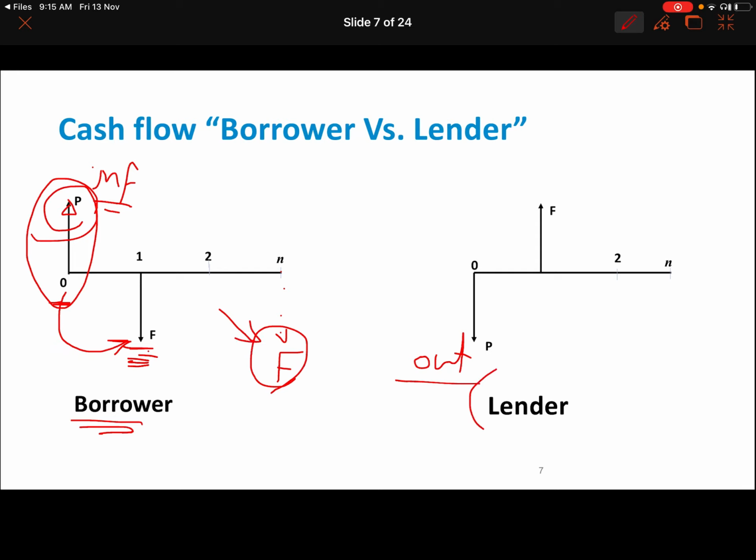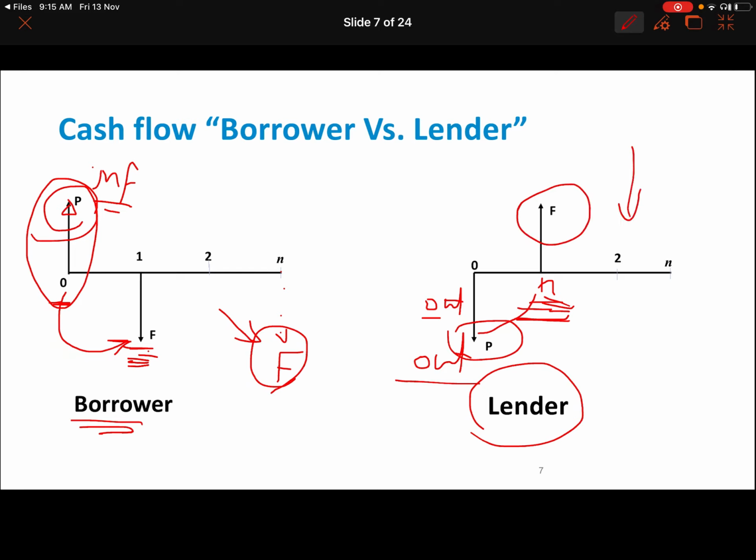If I'm the lender, however, the money is mine, but now I give it to someone else, so the principal now became negative. It's outflow. I will receive it in n period, which means that I'll get it again to my pocket. So this means positive future, negative principal.